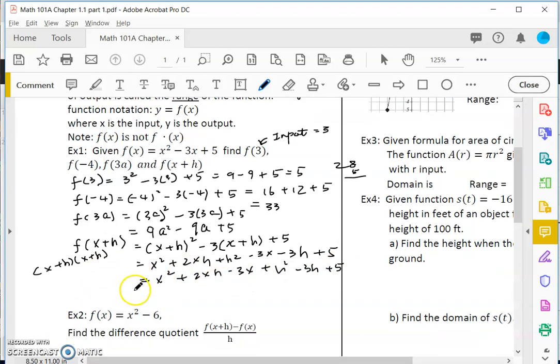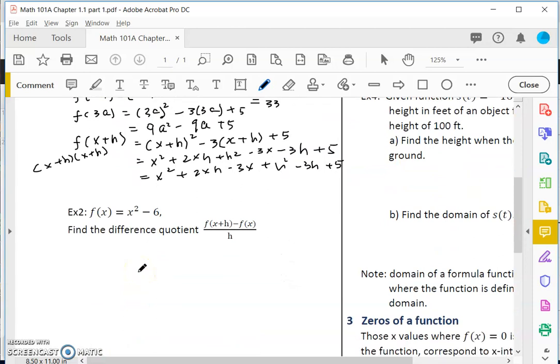So this is called function notation, or evaluating a function given a formula. Example 2 would be if I want to evaluate something not just for f of x or f of something, but something called a difference quotient. This particular expression shows up a lot in calculus, so we want to do that.